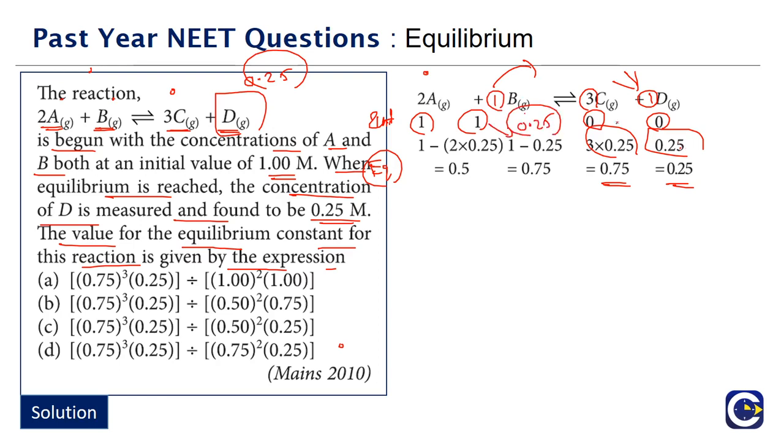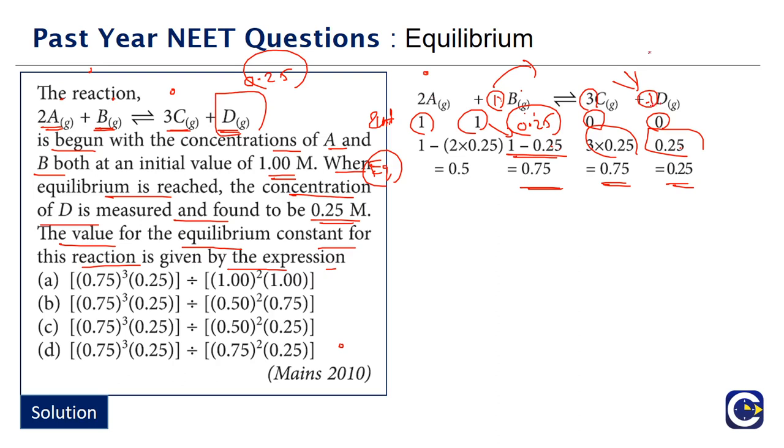0.25, the same amount of B will be consumed, because if you check this equation, every 1 particle of B on consumption will give us 1 particle of D. Means if you are producing 0.25 molar amount of D, we should have consumed 0.25 molar amount of B. So 1 is the initial value, 0.25 is consumed, so we have to subtract it. So the equilibrium remaining amount is what? 0.75.